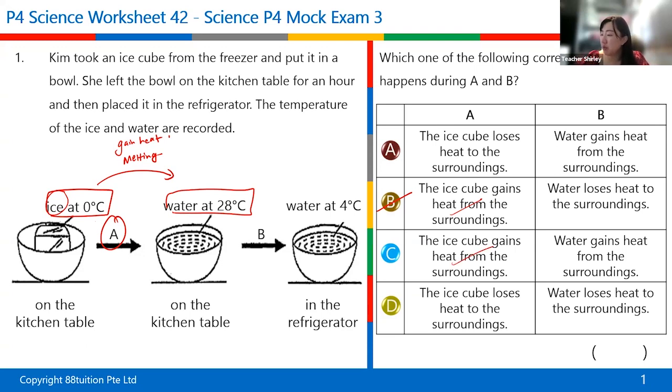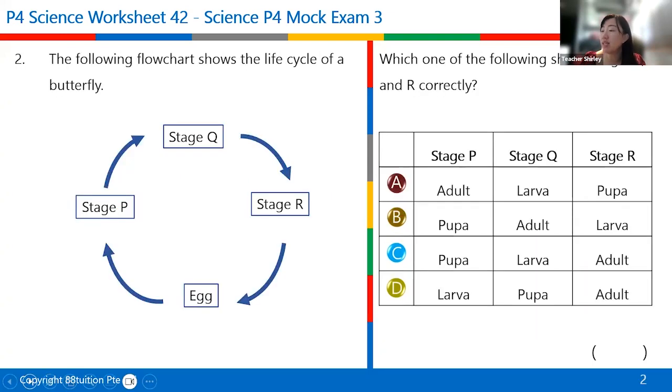Next one, it then went from 28 to 4. So this is not any special reaction. This is basically just cooling. From 28 to 4 degrees is basically just cooling, right? So it basically means it loses heat to the surrounding. Yes, good, well done.